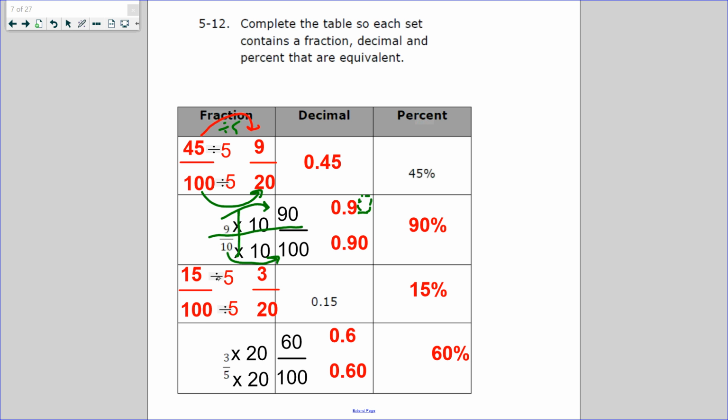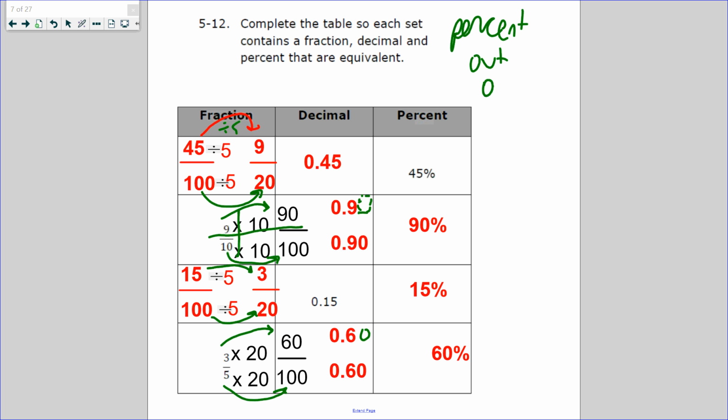90. Next one, given the decimal 0.15, 15%, 15/100. Could I simplify this? Divide by 5, divide by 5, I get 3/20. And last but not least, 3/5. What percent would that be? Go to 100, times 20, times 20, 60/100, or 60%. Is 6/10 the same thing as saying 60/100? Yes, the place value is tenths. 6 groups of 10 is 60. So they're all equivalent.